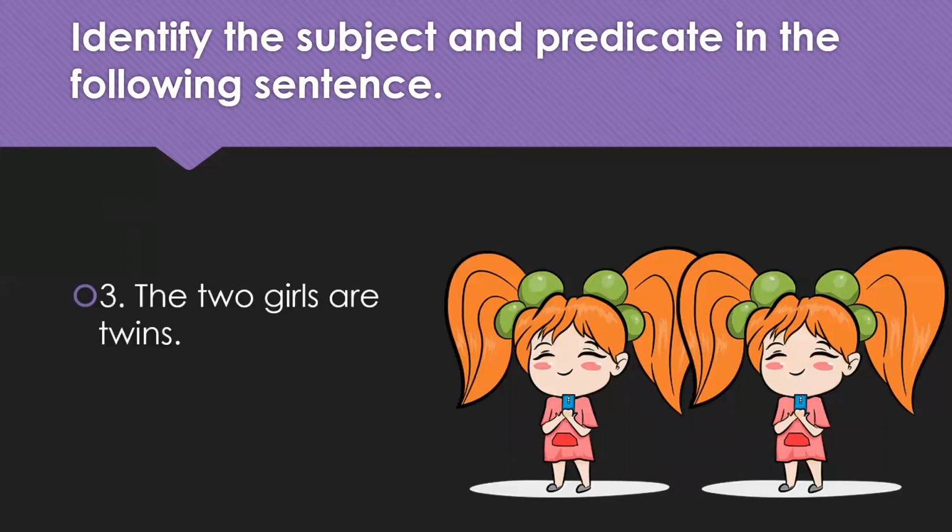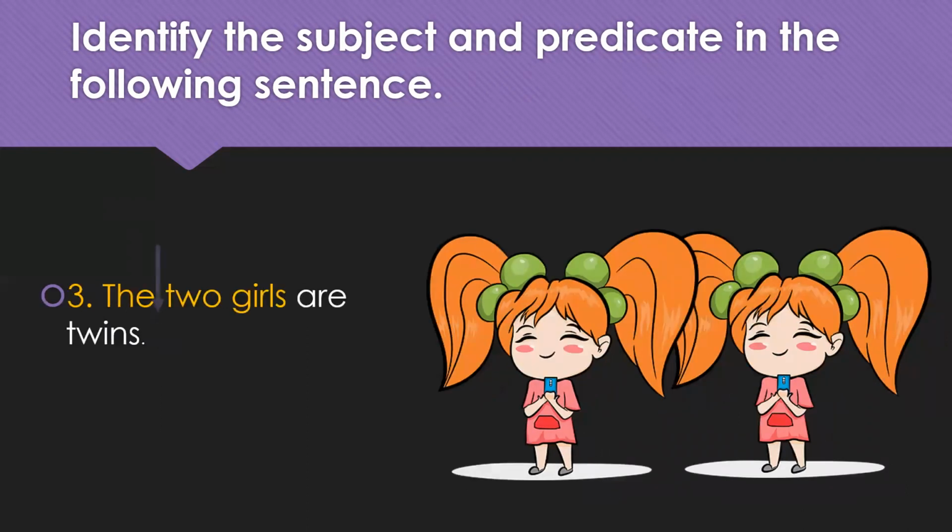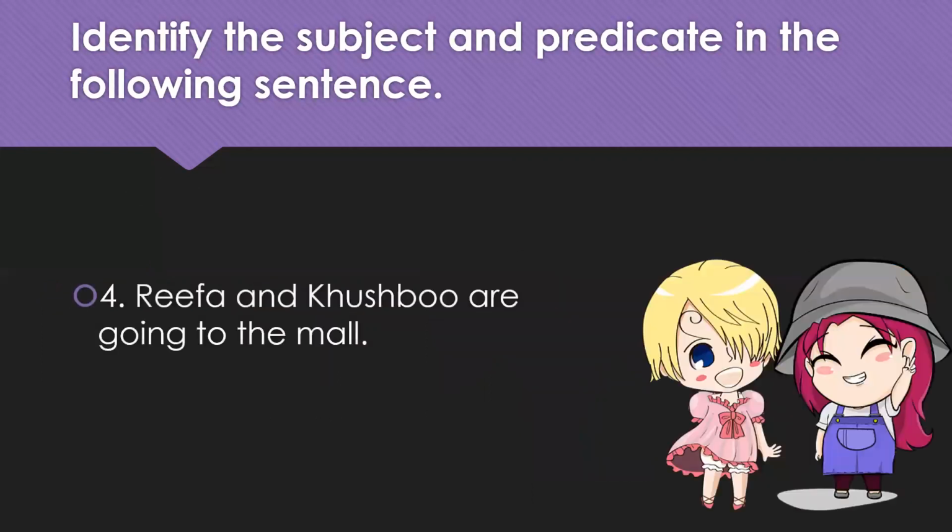What about this one? The two girls are twins. Identify the subject and the predicate in this sentence. Yes, the two girls is the subject and are twins is the predicate. So you need to remember that the subject does not always have to contain only one word. It might contain more than one word. Okay?